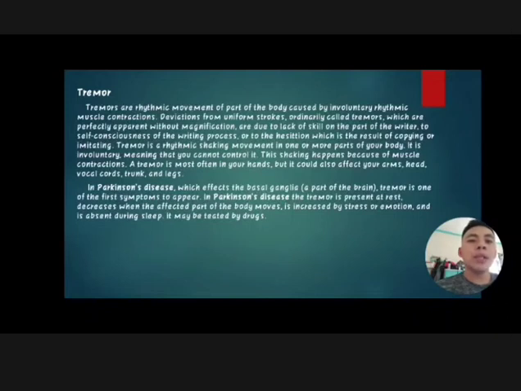Tremor is a rhythmic shaking movement in one or more parts of your body. It is involuntary, meaning that you cannot control it. This shaking happens because of muscle contractions. A tremor is most often in your hands, but it could also affect your arms, head, vocal cords, trunk, and legs.